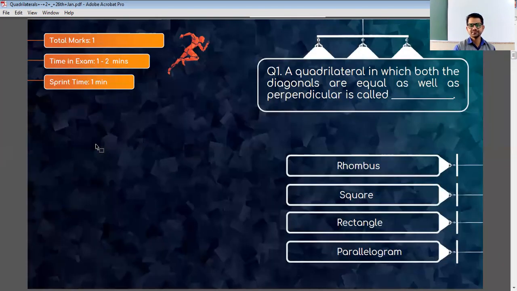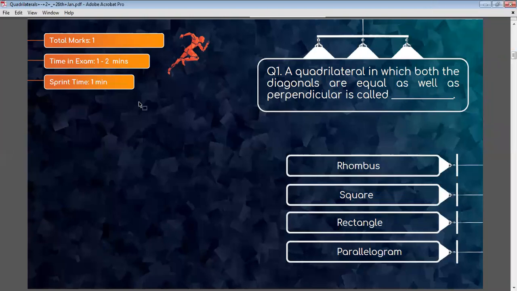First question. A quadrilateral in which both the diagonals are equal as well as perpendicular is called dash. So what will be the answer? What will be the answer?